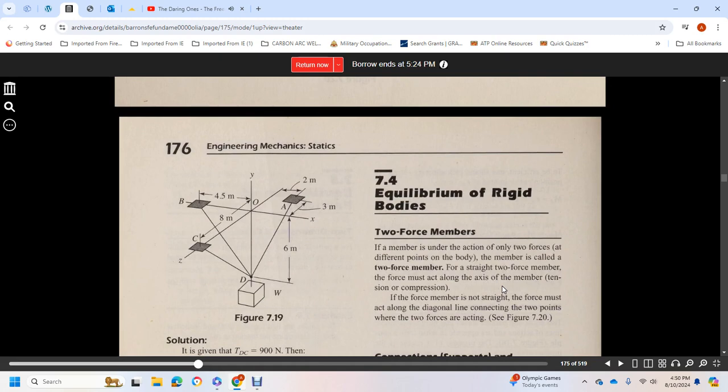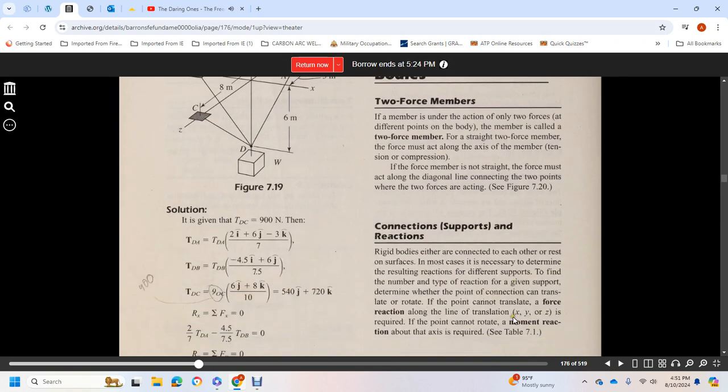7.4 Equilibrium of rigid bodies. Two-force members. A member under the action of two forces at different points of the body is called a two-force member. With a two-force member, the force acts along the axis of the member, in tension or compression. If the member is not straight, the force must act along the diagonal line connecting the two points where the two forces act, as in figure 7-20.